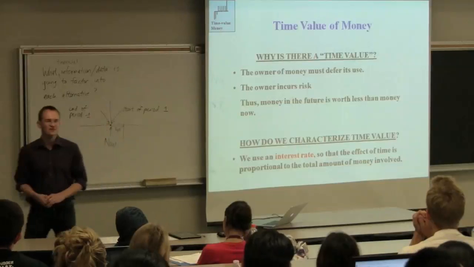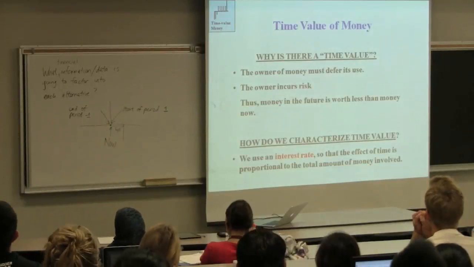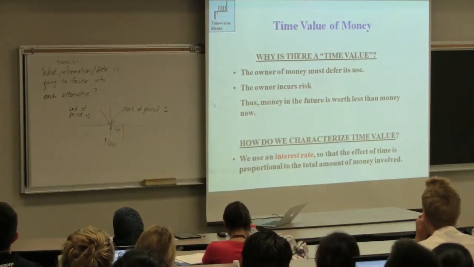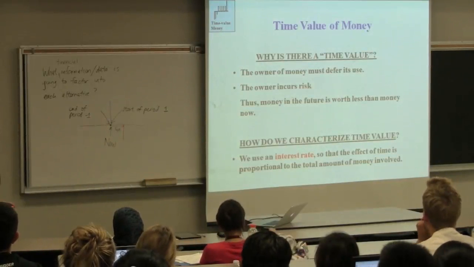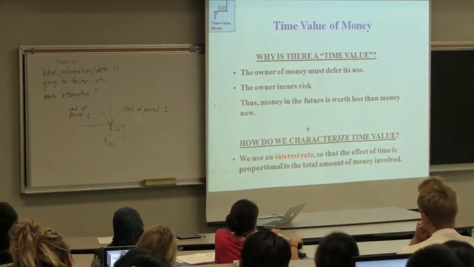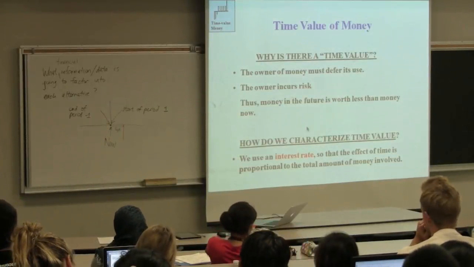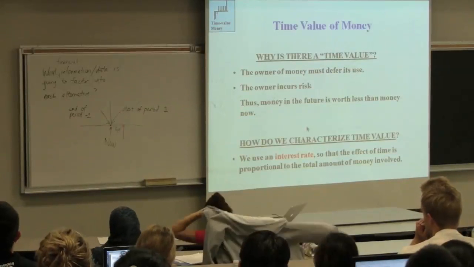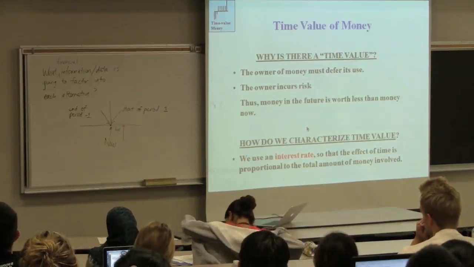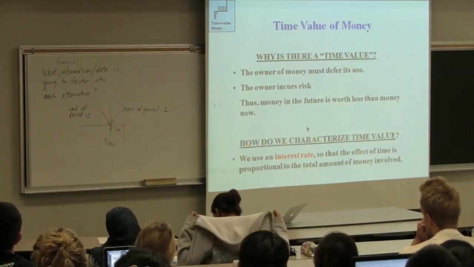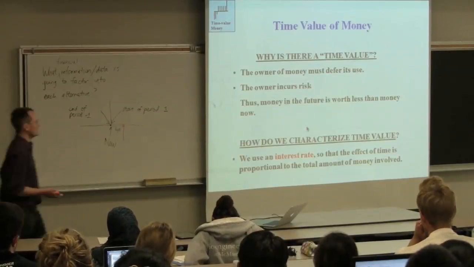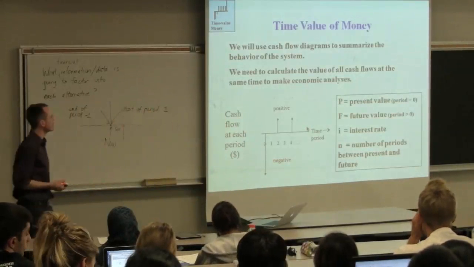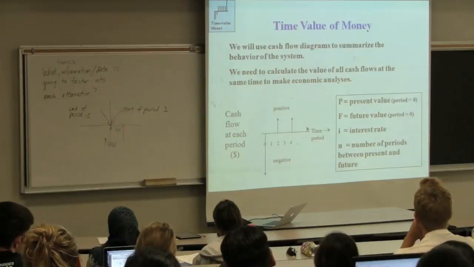The way we do this is we quantify it based on an interest rate. We use a multiplicative rate, because we're saying that the decline in our money over time is going to be proportional to how much money we have. So the decline in $100 is going to be minimal in terms of the dollar figure compared to the decline in $1 million, but the percentage should stay the same. So it's a multiplicative percentage, or a rate, that we use to devalue. Here's some notation that we're going to use in our cash flow diagrams.